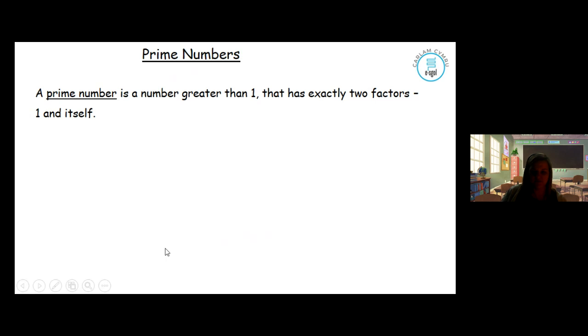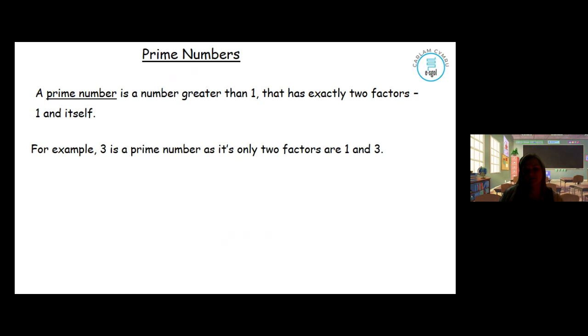Okay, so back to our prime numbers then. For example, 3 is a prime number as it only has 2 factors, and those factors are the number 1, which has to be there, and whatever the number is itself, which in this question is 3. So because 1 and 3 are the only factors of 3, the only numbers that divide into 3 exactly, 3 is a prime number.